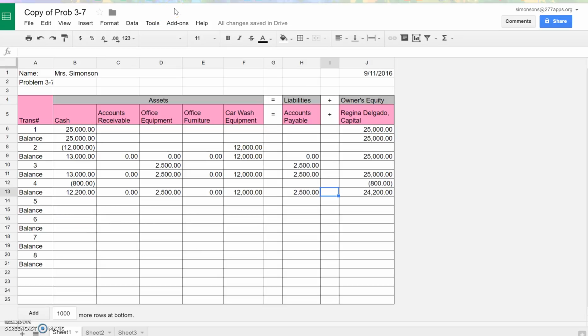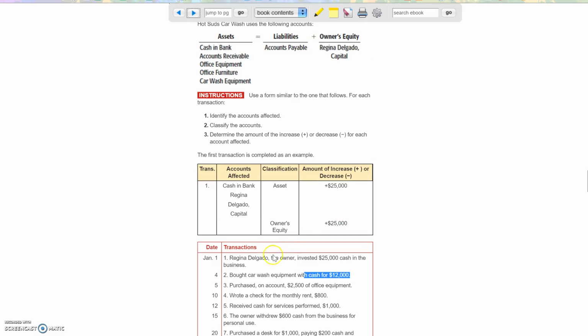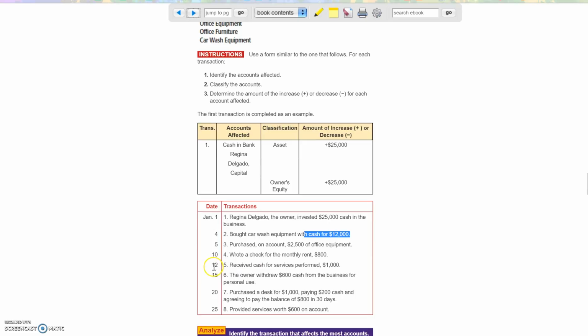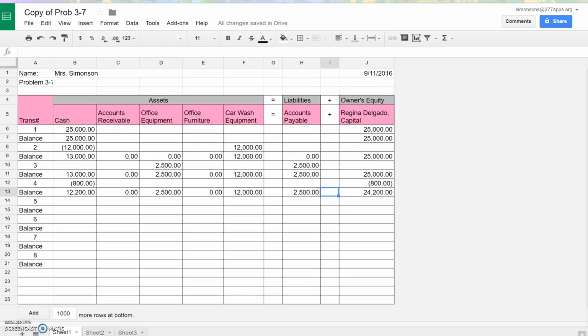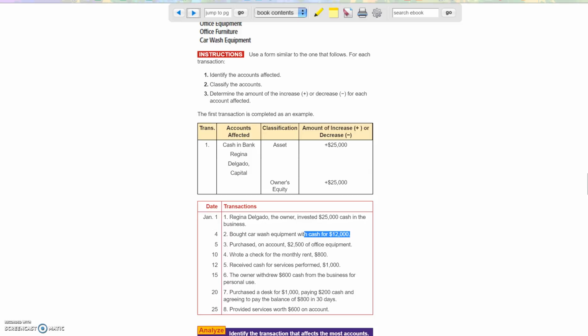Okay, let's look at transaction 5. Transaction 5 said on January 12th, we received cash for services performed, $1,000. So basically that's a revenue transaction. Whatever our services, which are car wash, right? So $1,000 in cash for car wash. Our revenue is going to increase our capital, and obviously our cash is going to go up. I already forgot how much, $1,000.